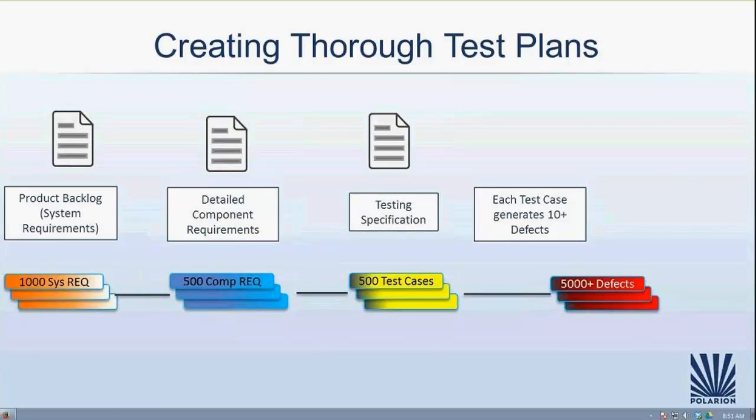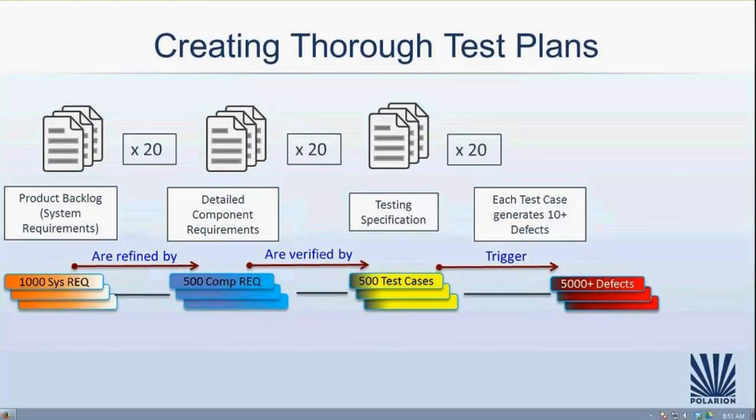You may have 1,000 system requirements, and each one of those has 500 component requirements, and for every component requirement, there's one test case, something along those lines, and all of them are linked together, right? The system requirements are refined by my component requirements. Component requirements are verified by my test cases. My test cases trigger my defects. And I may have 20 documents of each of these: system requirements, component requirements, test specifications. So that's a lot of data to sort through, again, and then all the other work tasks we have.